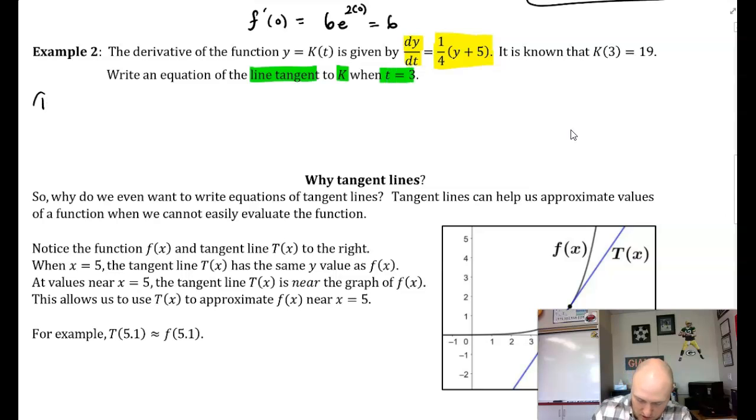Okay, so step 1, I need a point. Well, don't they give us a point here? In this term, we have a t and then a y value. So I have (3, 19).